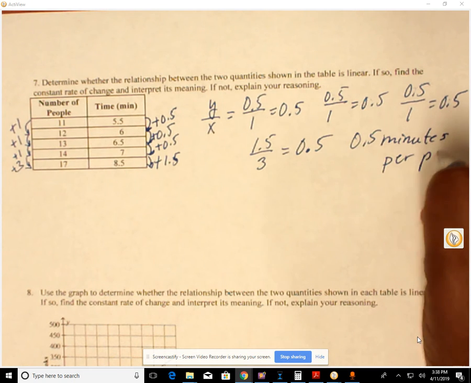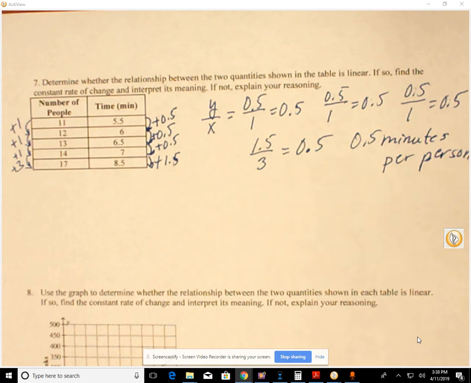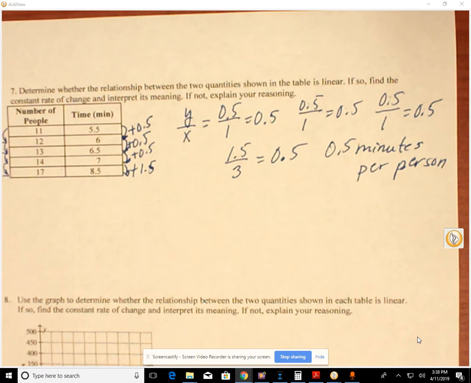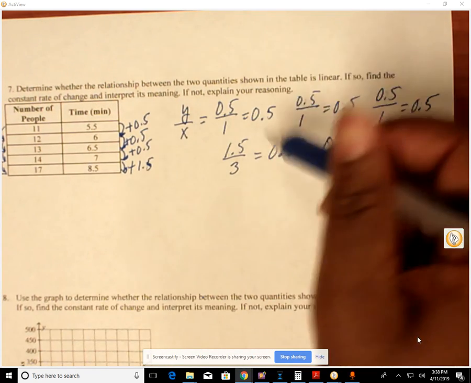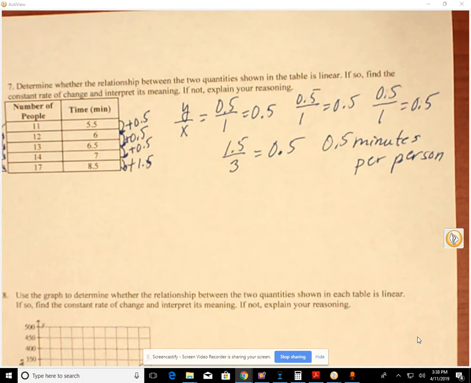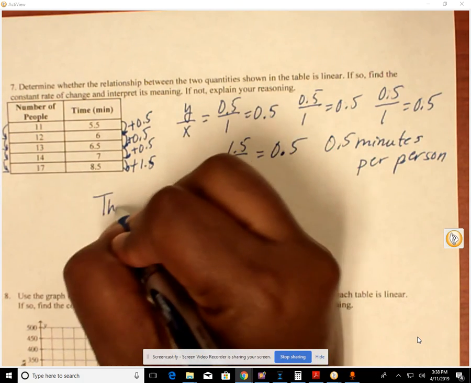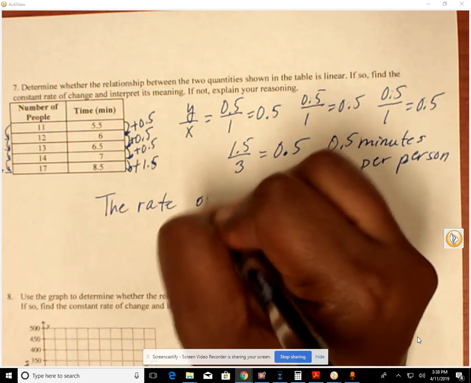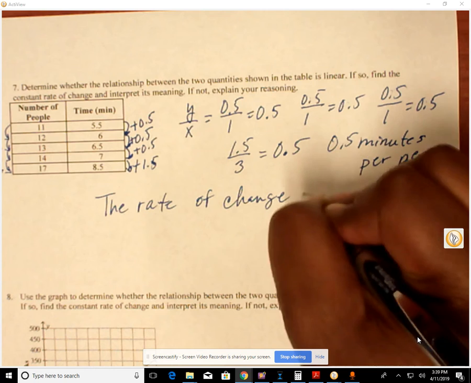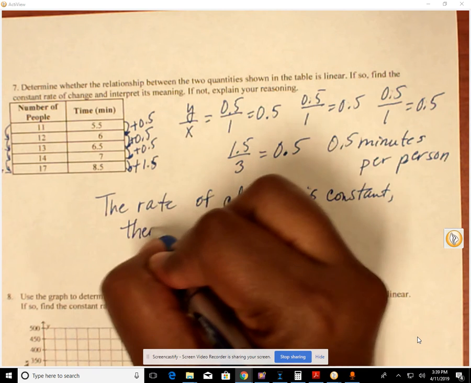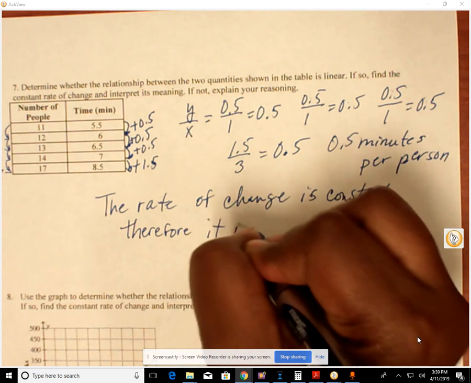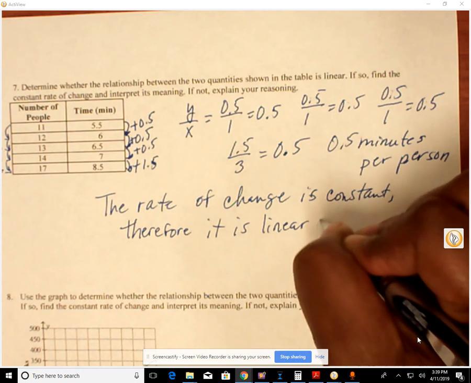per person. But what is a half of a minute? Well, most people say that's 30 seconds. So about 30 seconds per person. Okay? So now we've already interpreted ours. We can see that the rate of change is constant. That means they're all the same. So I'm going to write the rate of change is constant. Therefore, it is a linear relationship.